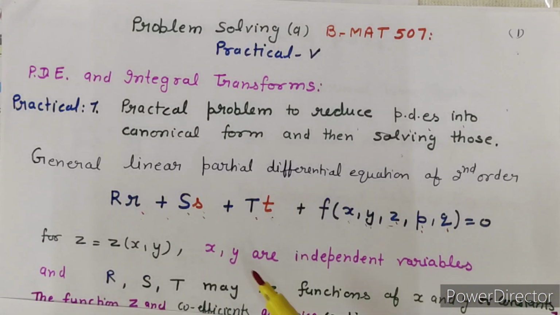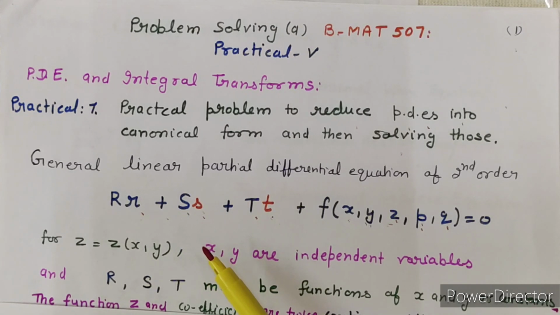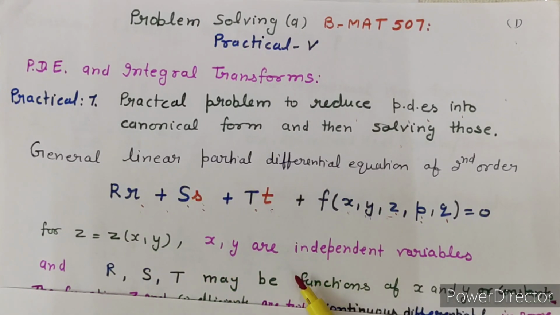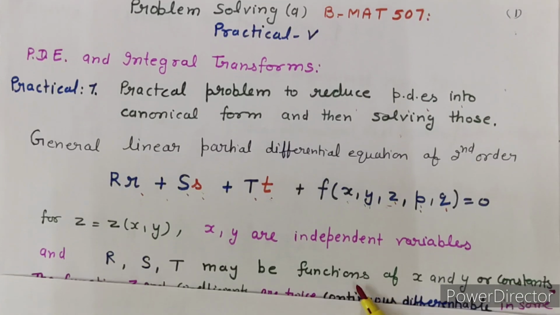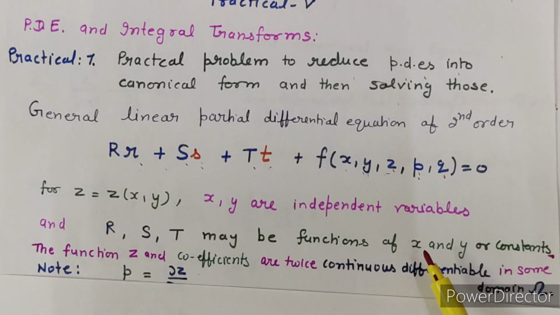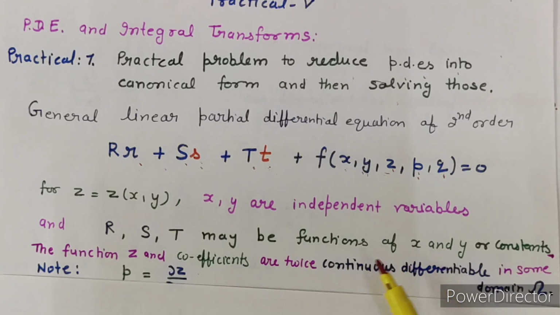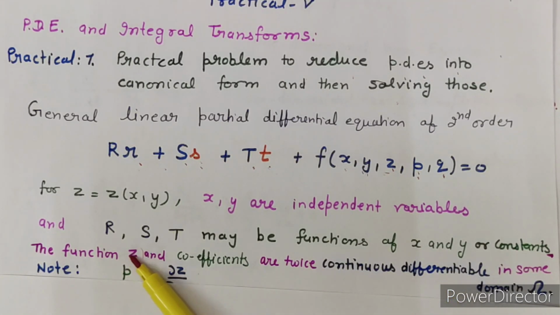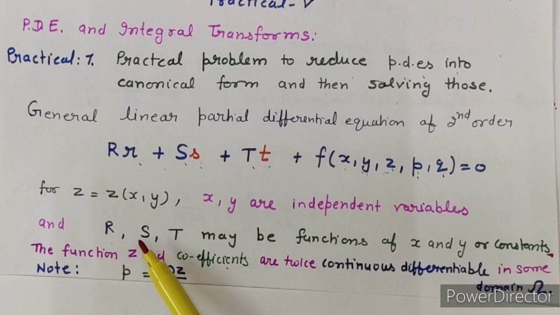Also, capital R, S and T may be functions of x and y, and in some cases these are constants. One important thing here is that the dependent variable z and these coefficients, capital R, S and T, are twice continuously differentiable in the given domain omega.